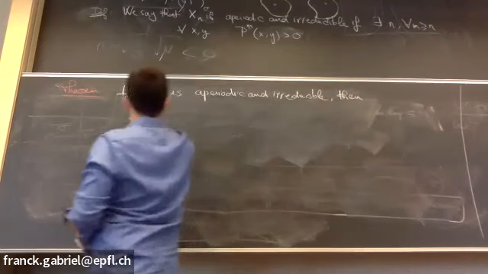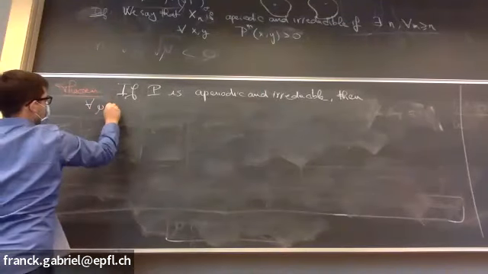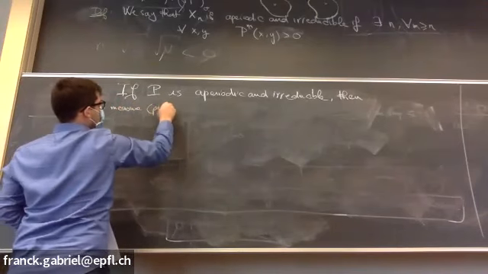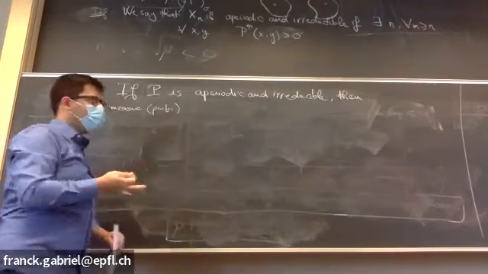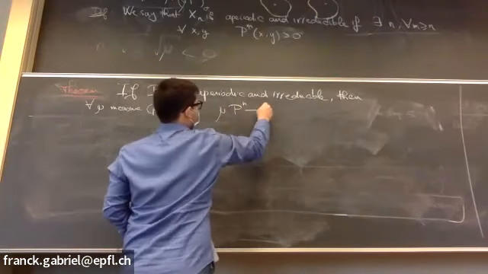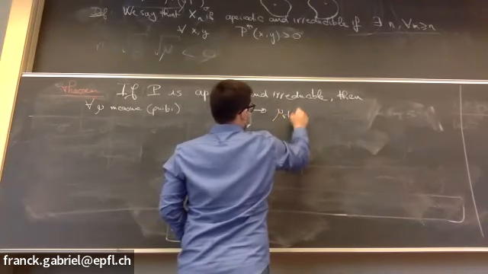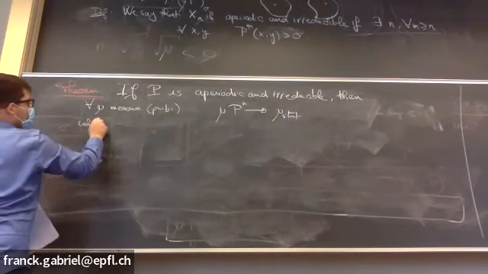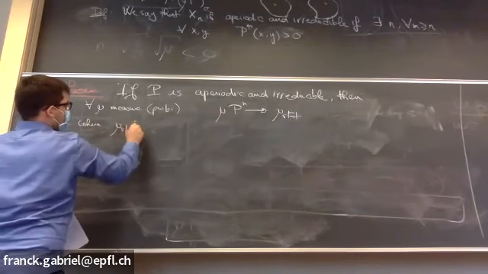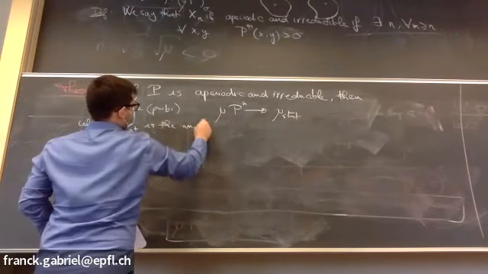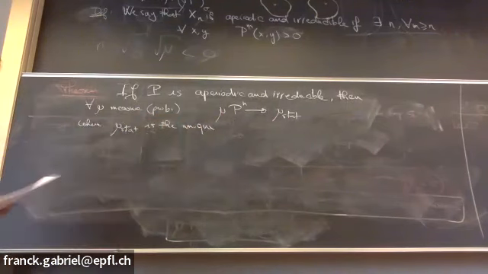then for any measure mu, of course, probability measure on the underlying space, this will converge to mu star, where... so it's the unique stationary measure.